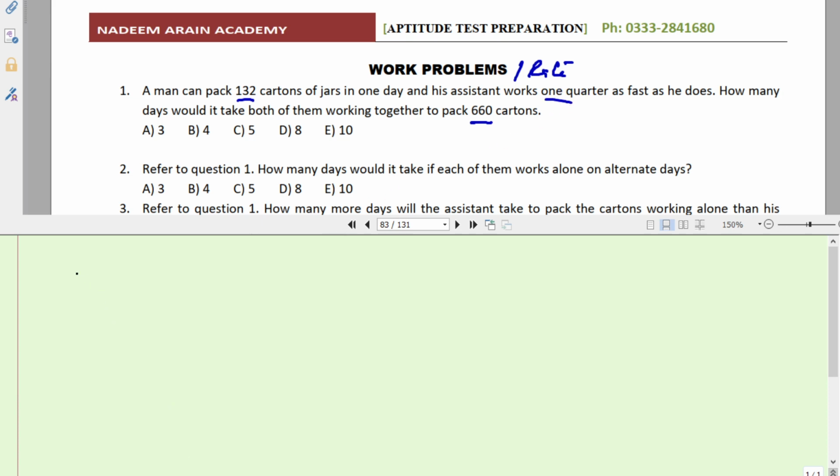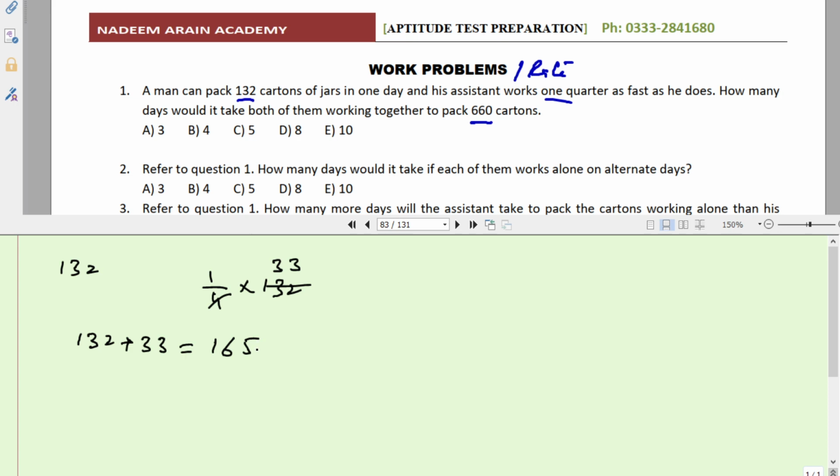Okay, so 132, the person himself, and the assistant packs 1/4 of 132. That means 33 cartons per day. So together they pack 132 plus 33, 165 cartons per day. Okay, 132 the person and 33 the assistant. So they make 165 cartons per day.